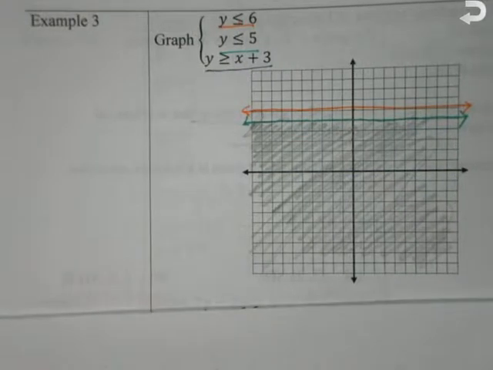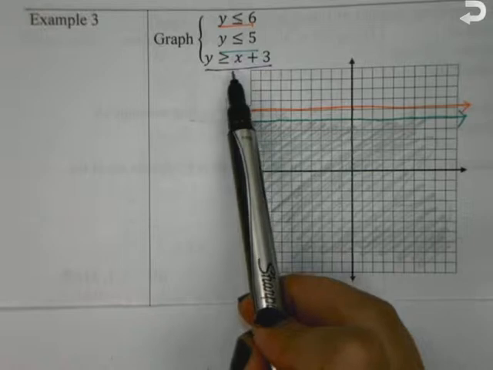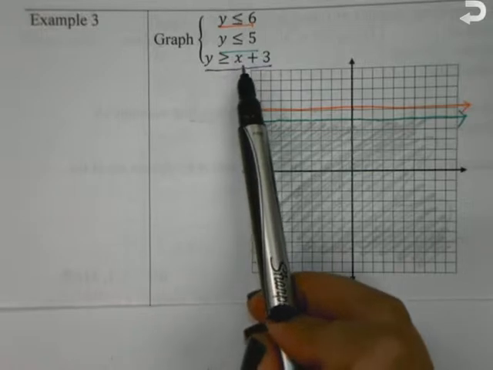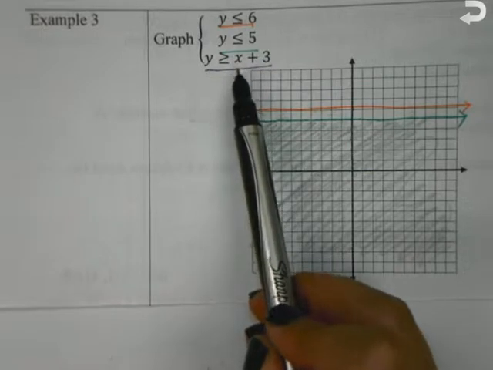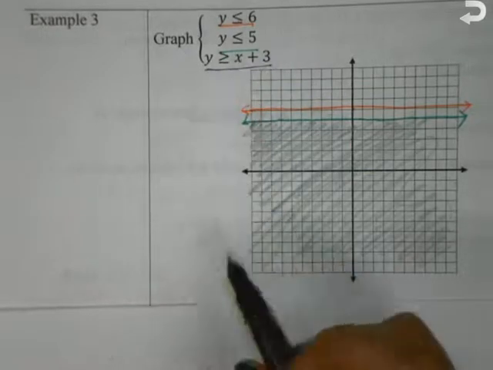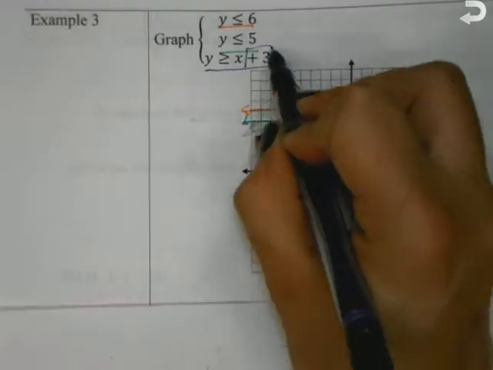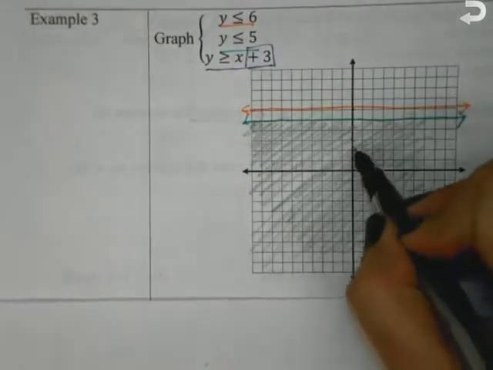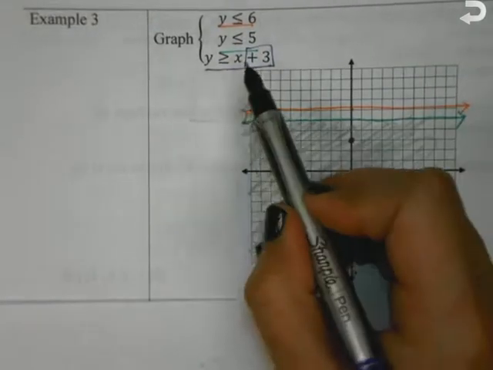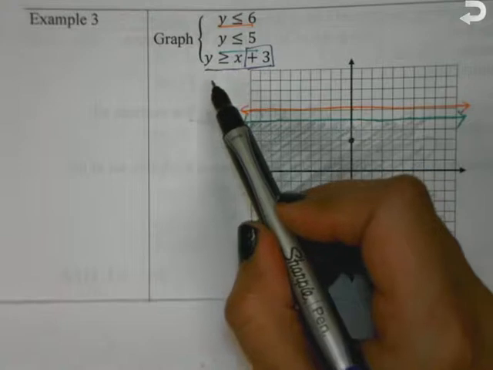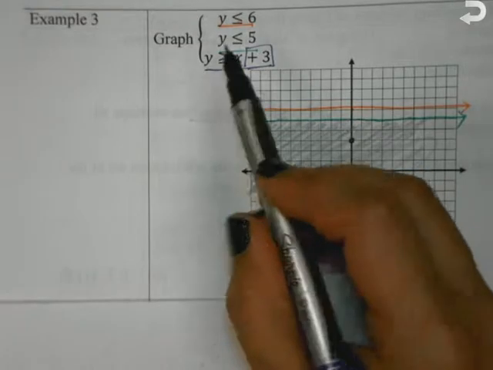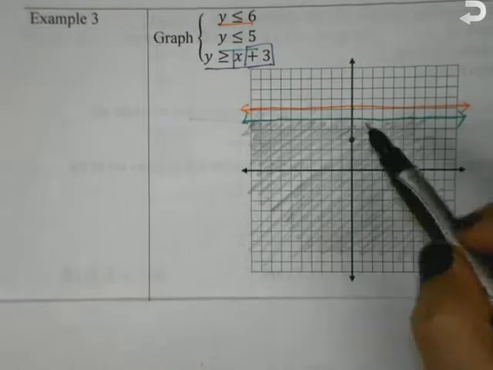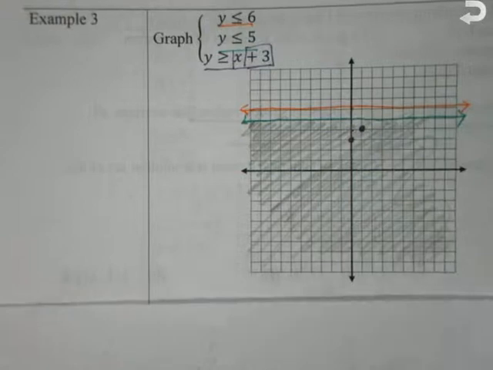Last one. What form is this in? Slope-intercept. What's my y-intercept? Positive 3. So let's go up 1, 2, 3. What's the slope here? I have just an x. Do you guys remember? There's an invisible 1 right there. So I go up 1 over 1. Is that a solid or dotted line? Also solid.